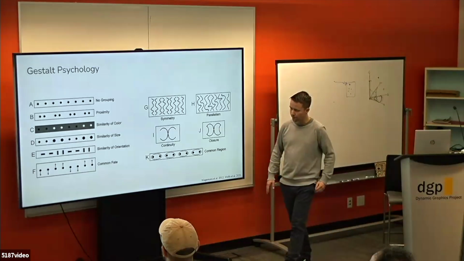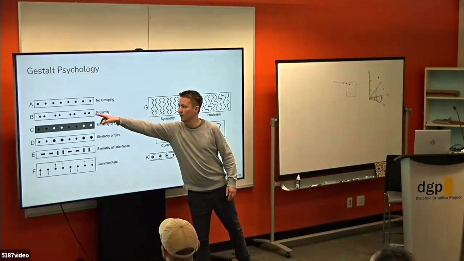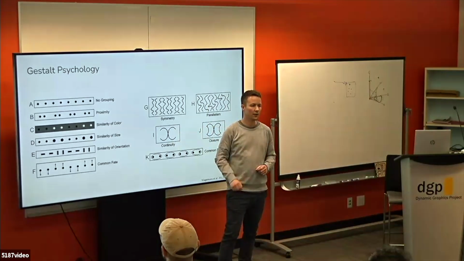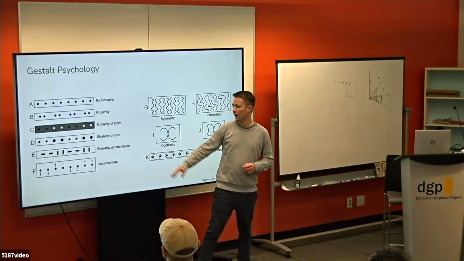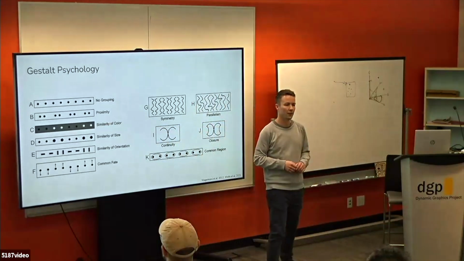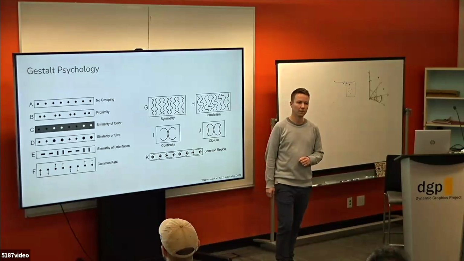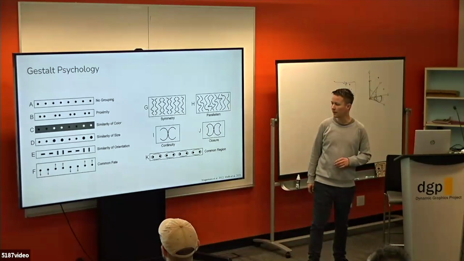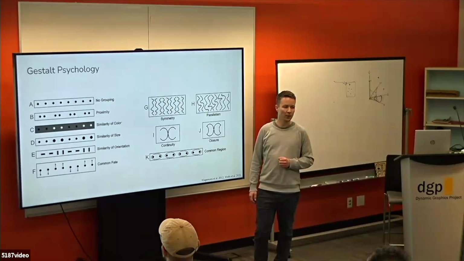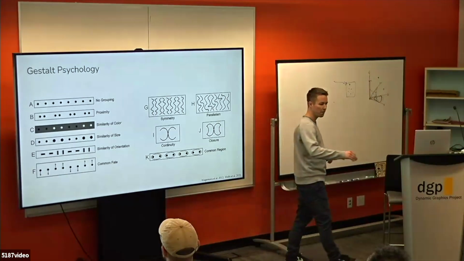For example, proximity here. The human visual system tends to group these dots in pairs here because the closer ones are assumed to belong together. The same goes for similarity of color or other image features. The visual system tends to group these together. And then common fate is my favorite, which I've worked on a lot, which basically says whatever moves together belongs together.